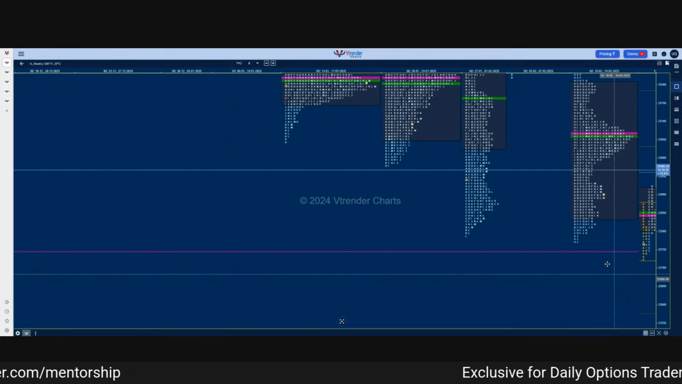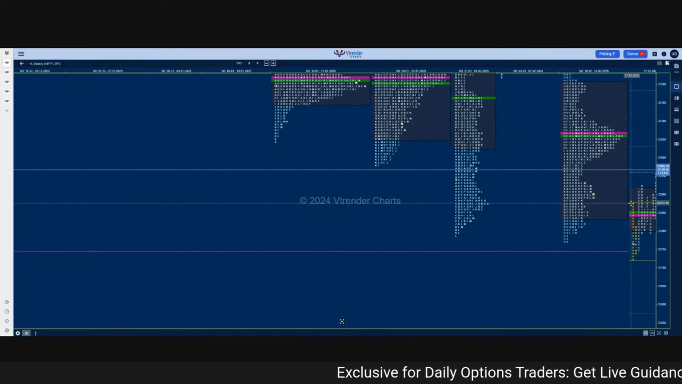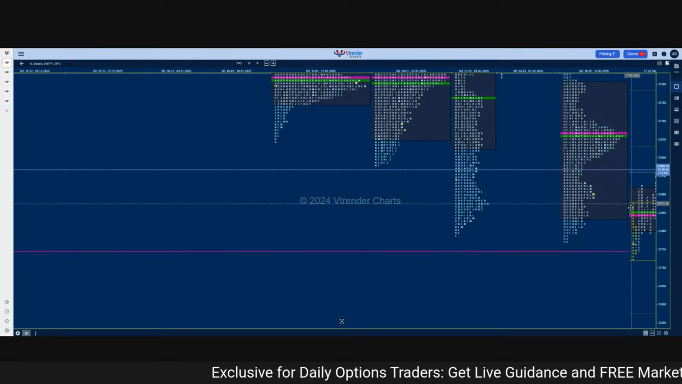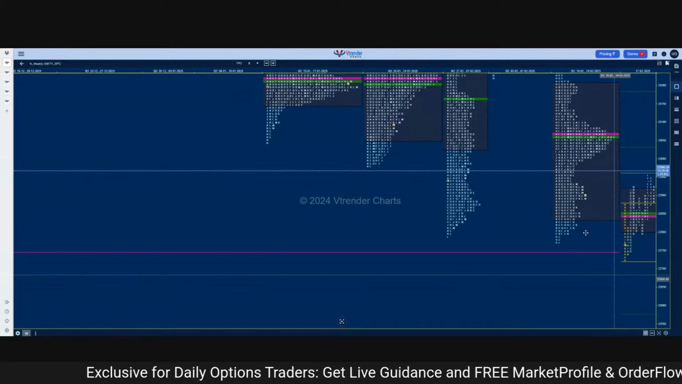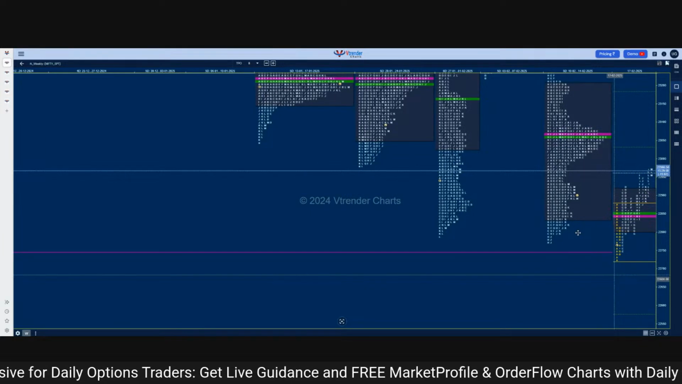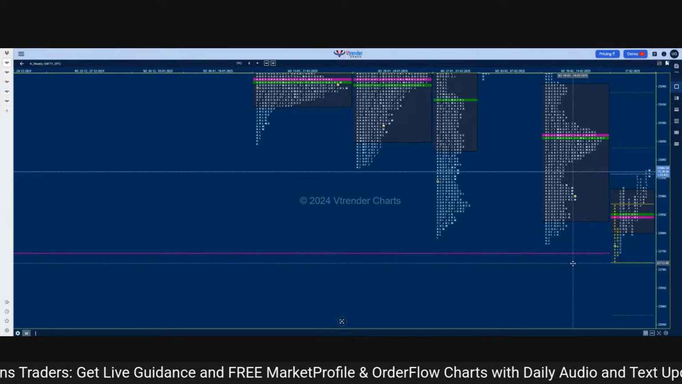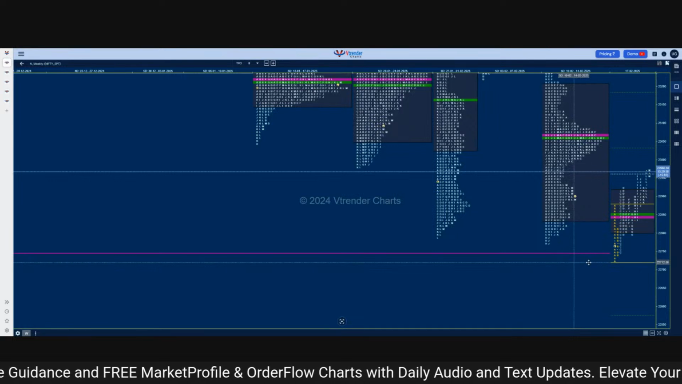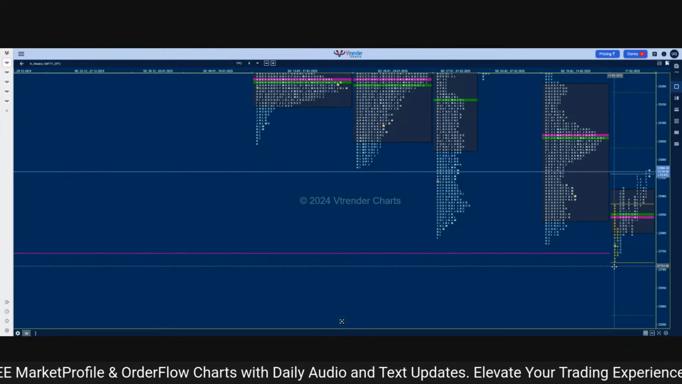So what we saw in the C and D period was we got back above the initial balance high. So C side we take it with a pinch of salt. When the range extension continued in the D, it was telling us that the supply is not coming in today after hitting this objective of 22745.